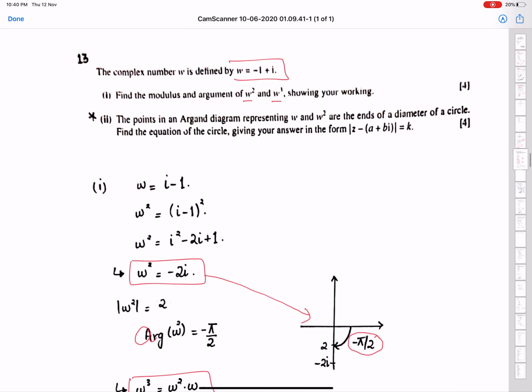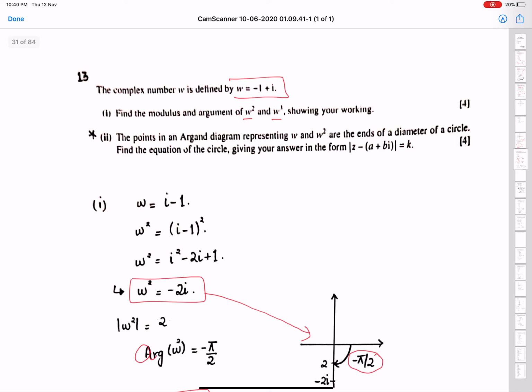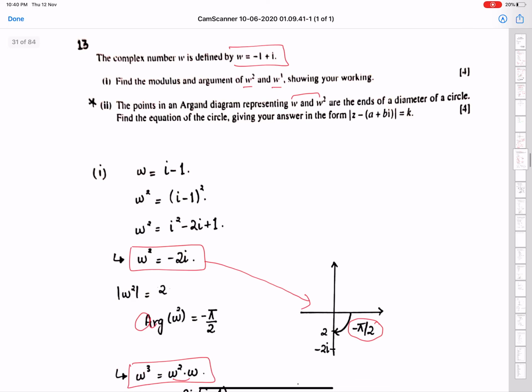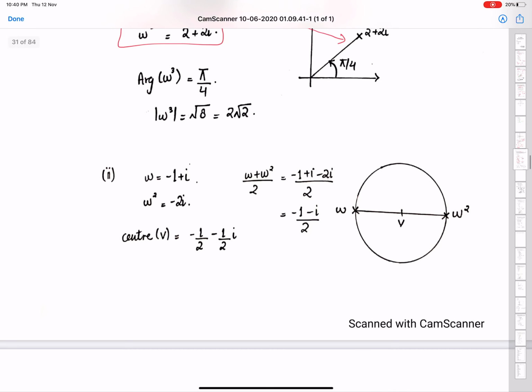So this question is very simple. Now the second part, they are saying w and w squared are the endpoints of a diameter. Find the equation of the circle. This is a very simple question. It's mentioned w and w squared are the endpoints of the diameter. Therefore, the center is the midpoint.